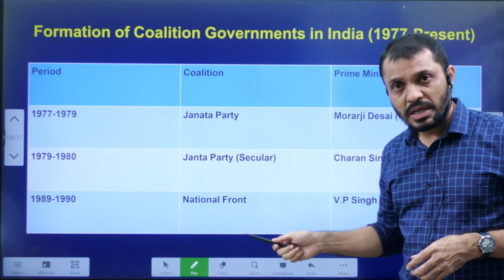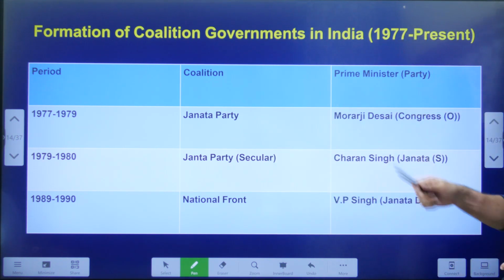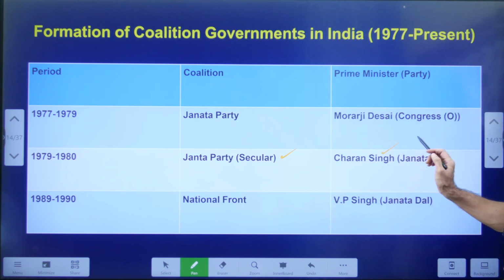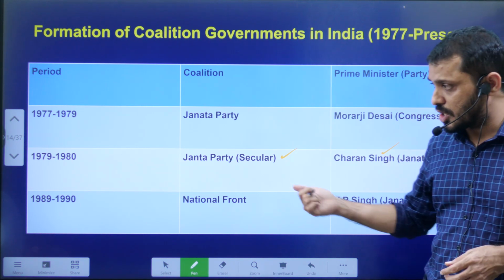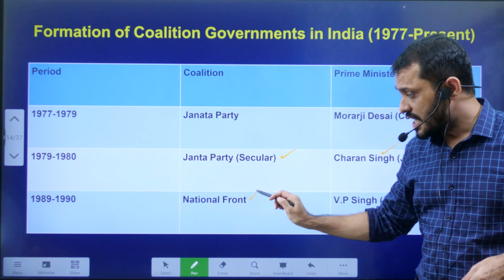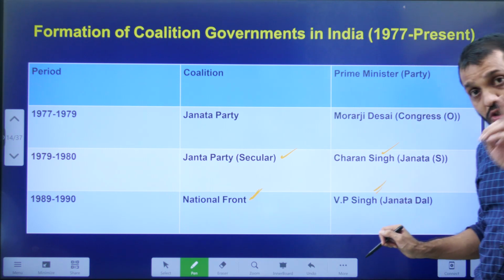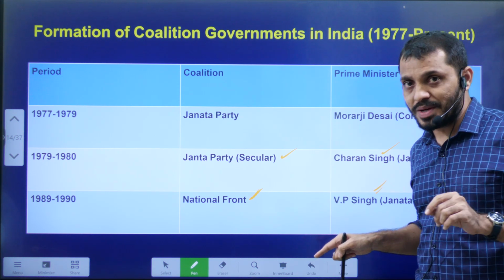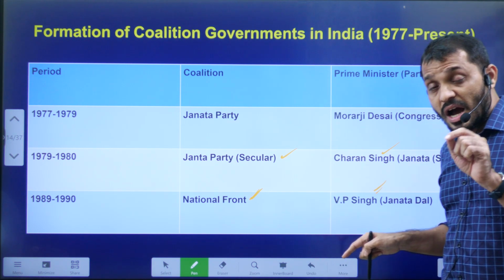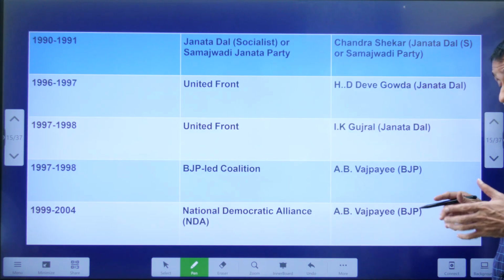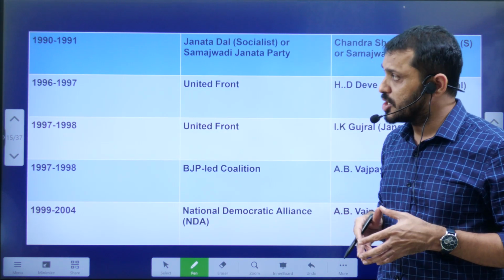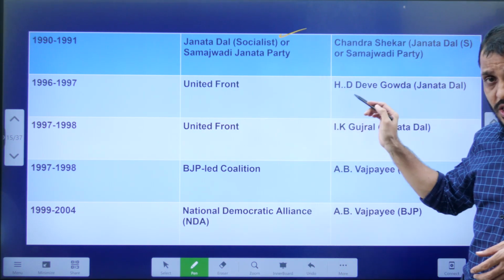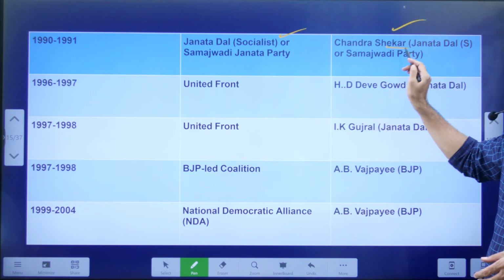1977-79, the coalition formed by the Janata Party, with Prime Minister Morarji Desai. 1979 to 1980, Janata Party Secular, the Prime Minister was Charan Singh. 1989-90, National Front, VP Singh. You should remember that before this election, VP Singh used to be the defense minister in the Rajiv Gandhi government, and after that he resigned and contested to become prime minister. Then 1990 to 1991, Janata Dal Socialist, this is the coalition name, and the Prime Minister was Chandrasekhar.